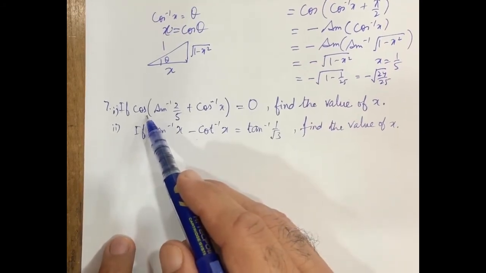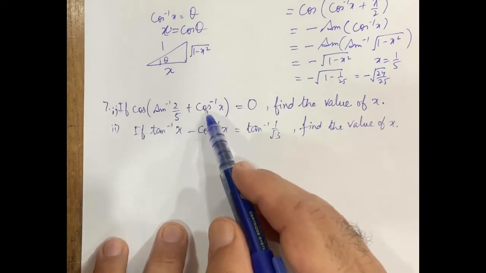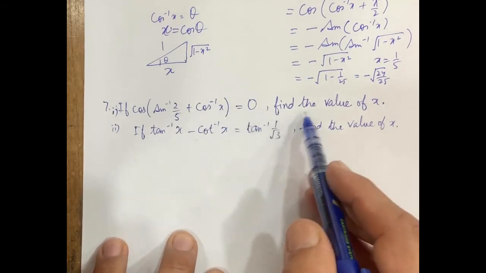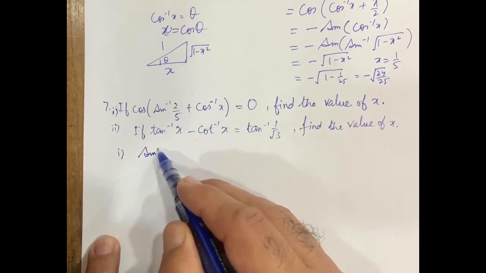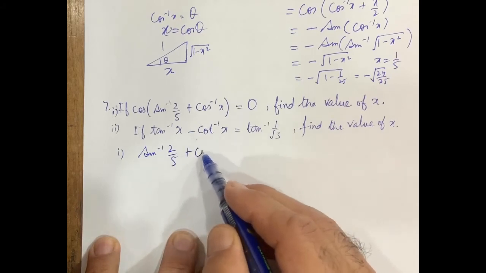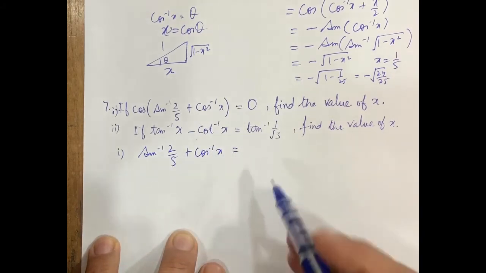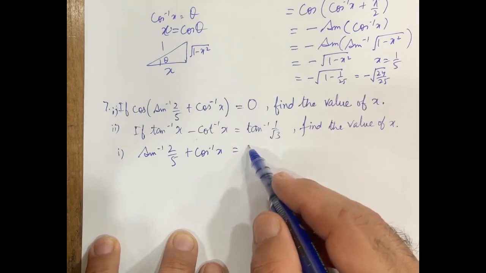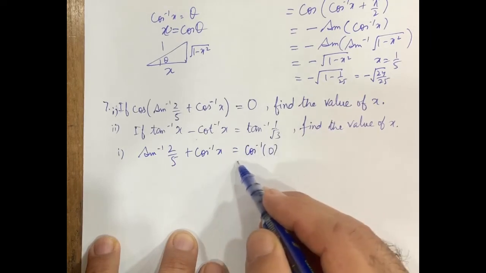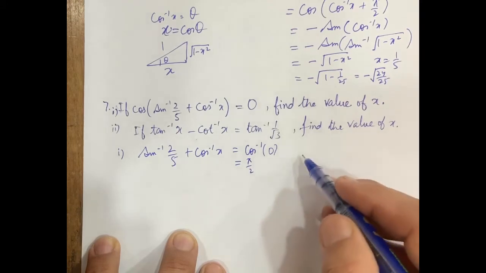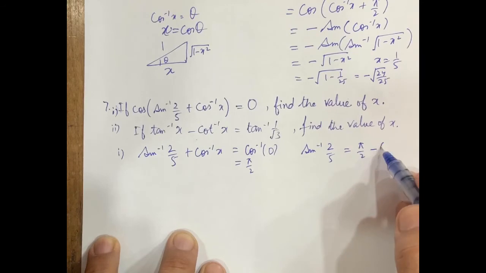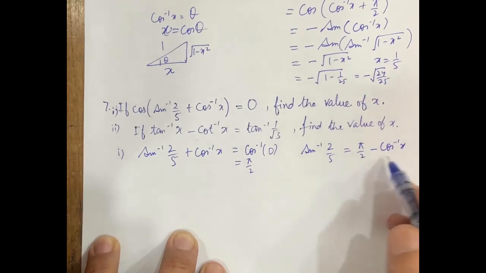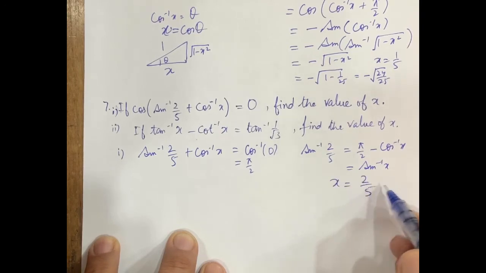Cos of sin inverse of 2 by 5 plus cos inverse of x is given as 0. We have to find the value of x. So this can be written as sin inverse of 2 by 5 plus cos inverse of x is cos inverse of 0, which is pi by 2. So this gives us sin inverse of 2 by 5 as pi by 2 minus cos inverse of x. Pi by 2 minus cos inverse of x is sin inverse of x. This gives us x equals 2 by 5.